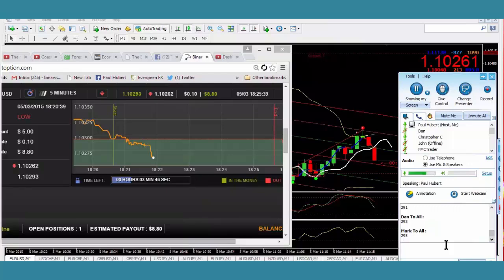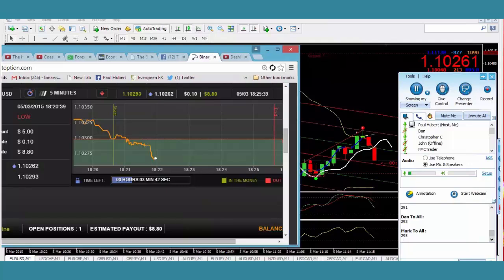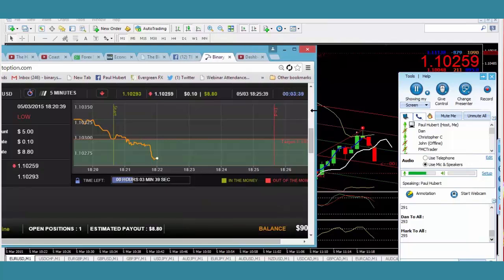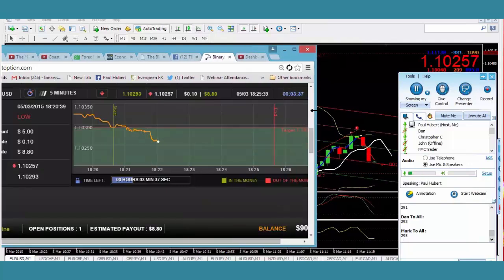Sporting up pretty nicely. 3 minutes and 40 seconds to go. Could see a slight retracement here. I'm not liking it, but it could happen. 295. That's good. I got 293. 297 was a good price.